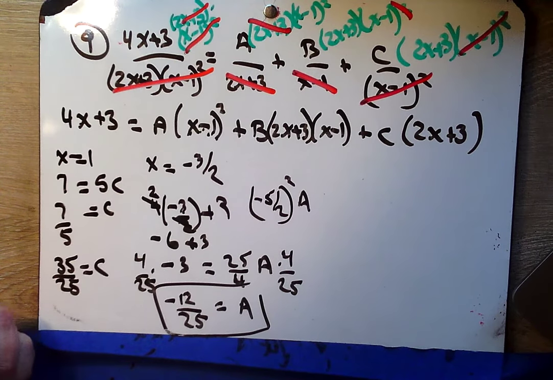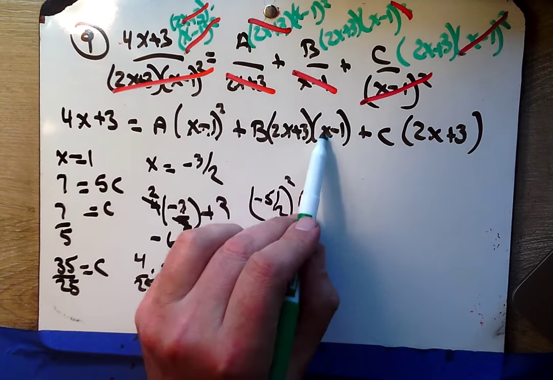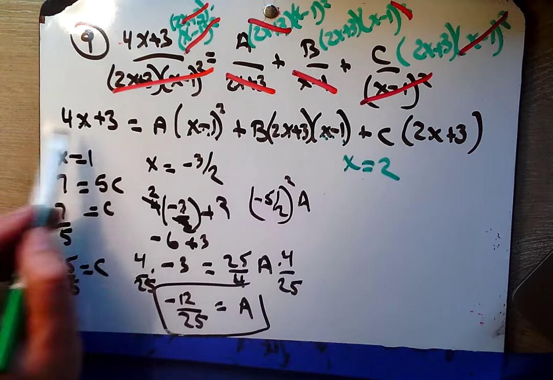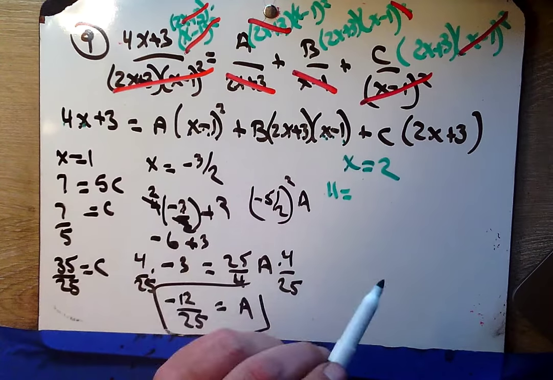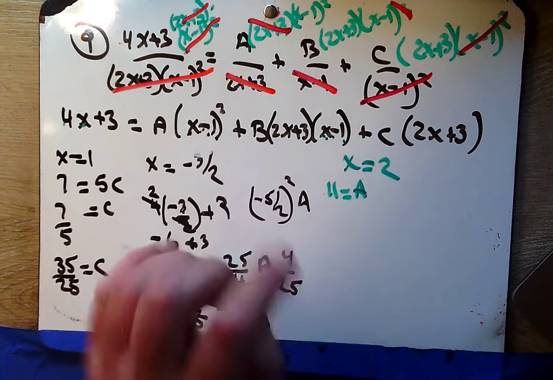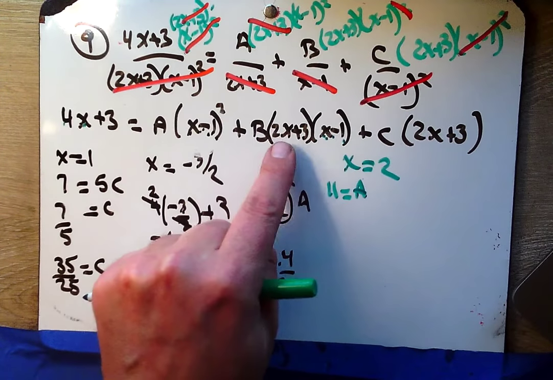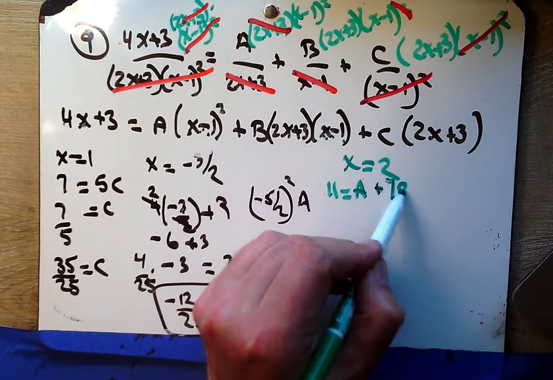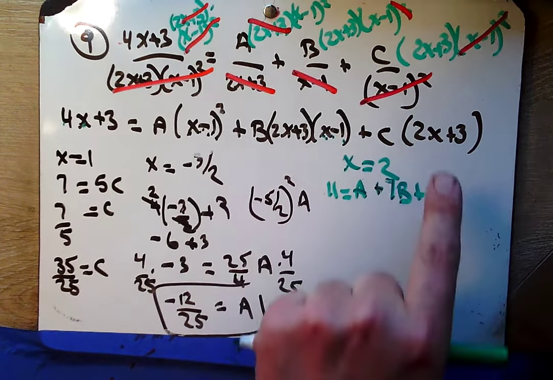And finally, I need a not so magic number. And you talked me into using 0 before. Yeah, maybe I should do 0 again. Maybe I should demonstrate the other one. I'm going to go with 2, because 2 minus 1 is 1. So x equals 2. That's 8 plus 3 is 11. And 2 minus 1 is 1. 1 squared is 1, so I just have a. 2 minus 1 is 1. 2 times 2 is 4, plus 3 is 7. 7 times 1 is 7b. And then here, 2 times 2 is 4, plus 3 is 7c.